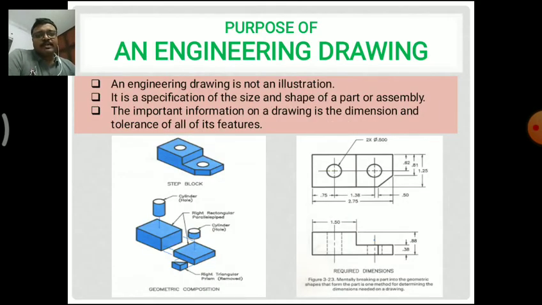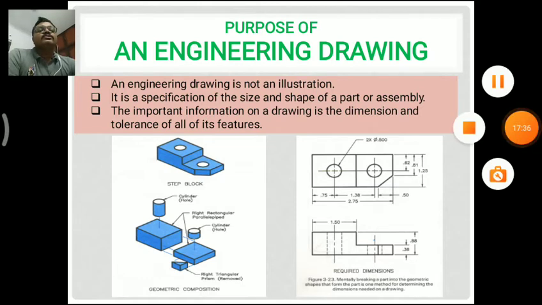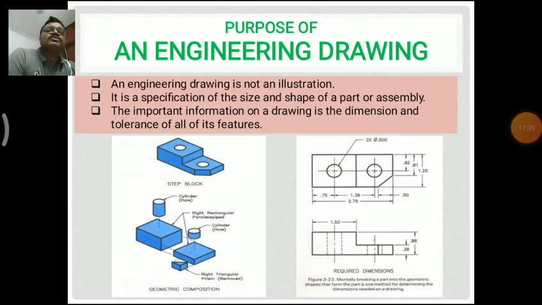Next is the purpose of an engineering drawing. What is the main purpose of engineering drawing? The main purpose is not just illustration, but also a specification of the size and shape of a part or assembly. We have earlier seen that an assembly is a combination of different parts. Earlier we discussed the different types of parts in a bike, that is the silencer, brake, clutch, headlight, tank. There are different types of components. These are all the parts, and an assembly is the combination of all the parts.